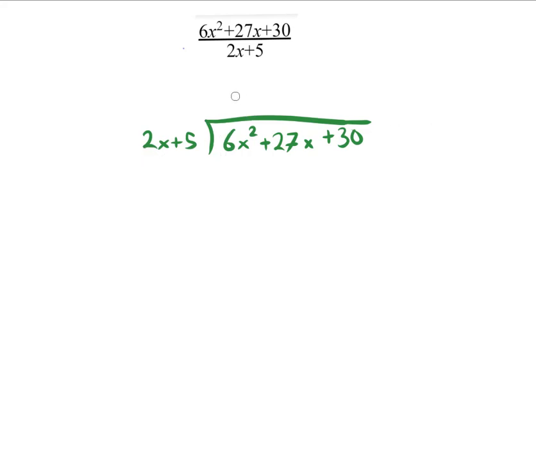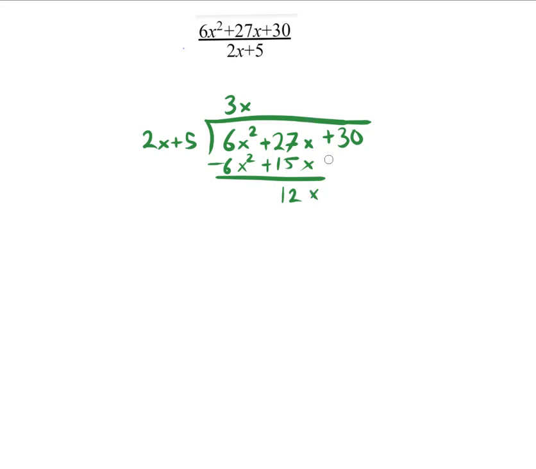So anyway, 2x goes into 6x squared a total of 3x times, and that's because 3 times 2 is going to give me a 6, x times x is going to give me x squared, so that's going to get 6x squared just by multiplying those two together. But I also have to multiply my 3x times my 5, and by doing that I get plus 15x, right? Now I'm going to go ahead and subtract, and these cancel out. 6x squared minus 6x squared is 0, and 27x minus 15x is actually going to be 12x, right? Yeah, that looks right.